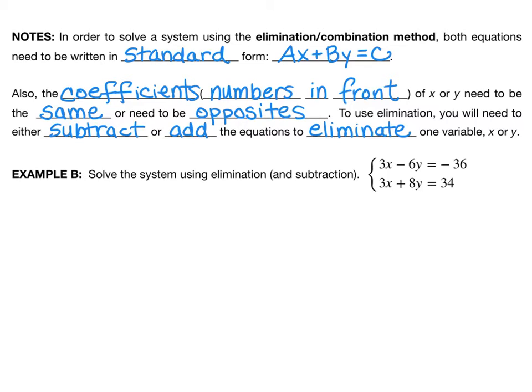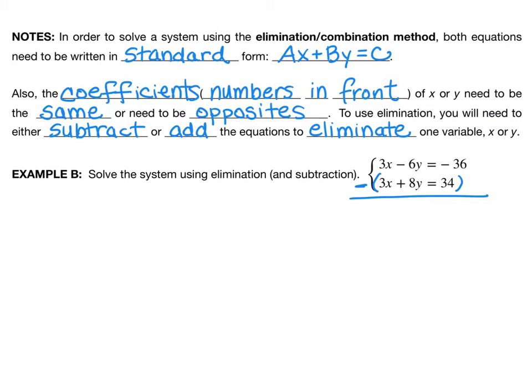So if we look at this system of equations, we can see that both equations are written in that standard form: ax plus by equals c. Also, you'll notice that the coefficients of x, the numbers in front of the x's in both equations, are exactly the same. They're both positive 3. When we have the coefficients in front of one of our variables exactly the same, what we're going to do is actually subtract the bottom equation from the top equation.